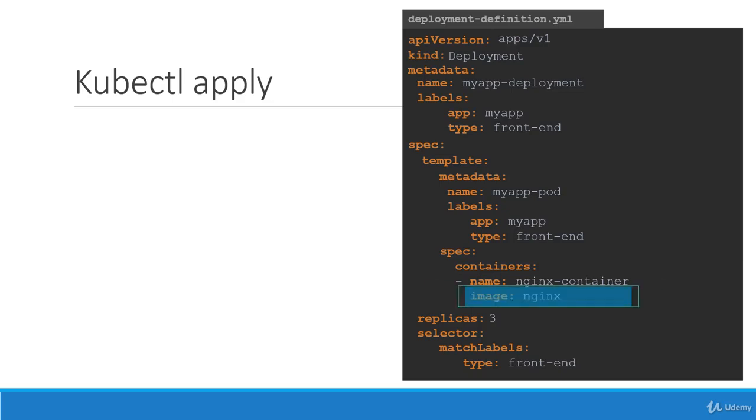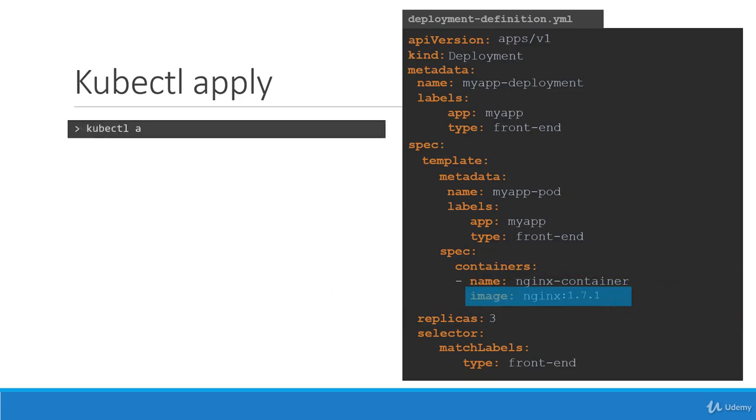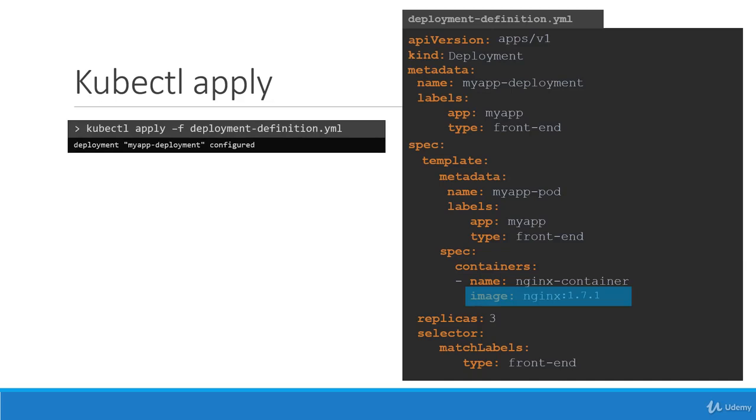Since we already have a deployment definition file, it is easy for us to modify this file. Once we make the necessary changes, we run the kubectl apply command to apply the changes. A new rollout is triggered and a new revision of the deployment is created.